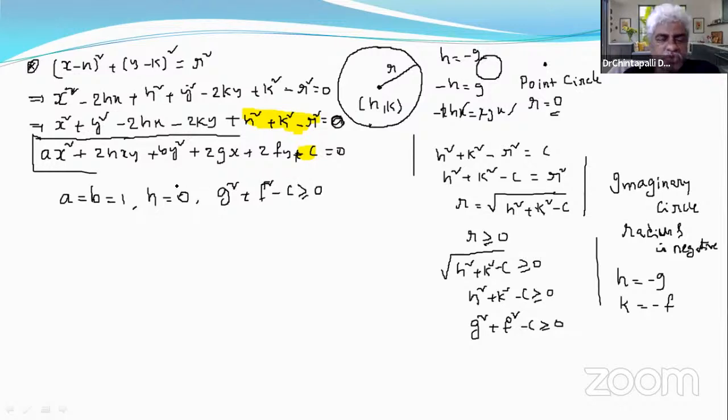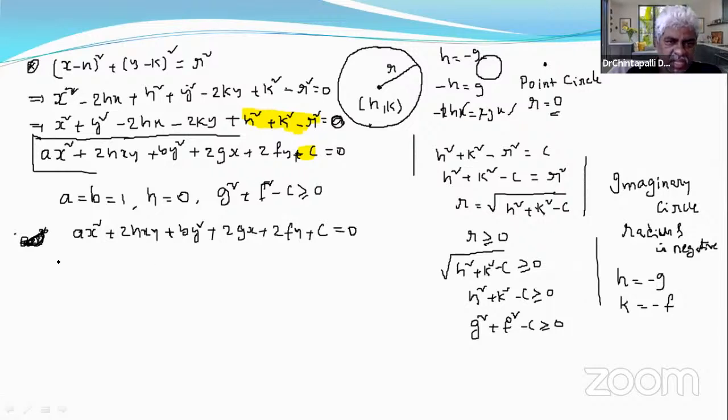It is greater than or equal to 0. So finally, we conclude this discussion. That is, if ax square plus 2hxy plus by square plus 2gx plus 2fy plus c is equal to 0 represents a circle if and only if.